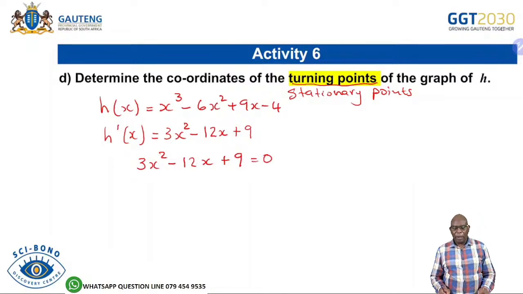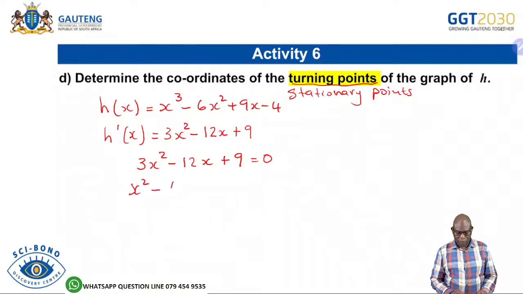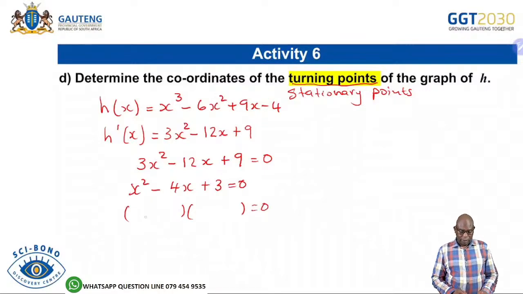Remember, now I'm going to solve for x, so it means that this graph will have two stationary points, because when I factorize this, I'm going to get two x values. So I can divide throughout by 3, and I'll have x squared minus 4x plus 3 is equal to 0. Then I can factorize. If you can't factorize, use the quadratic formula. We have got a 3 and a 1. I think the signs will be negative, negative. x is 3 or x is 1.